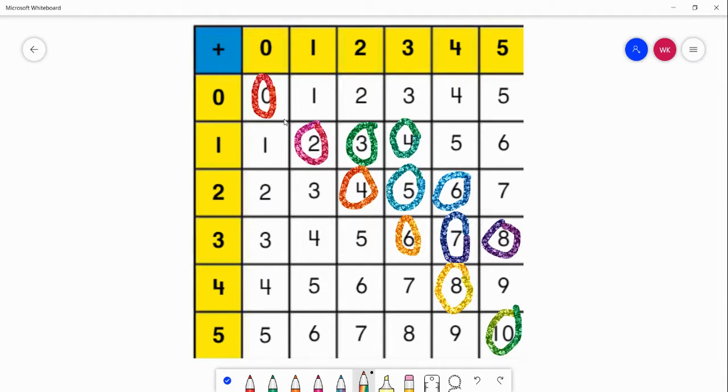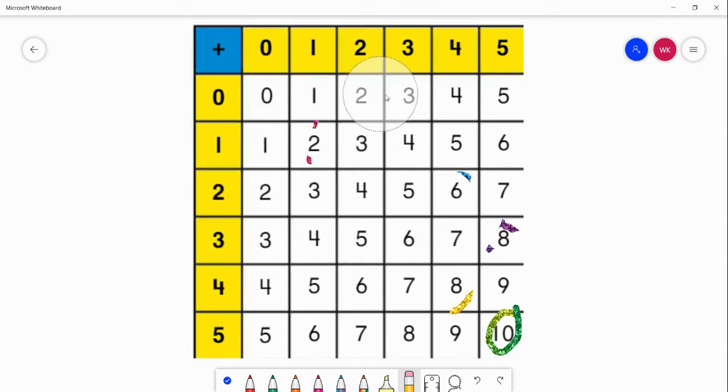So if you're like, oh, I don't remember what 3 plus 4 is, you can go to your 3, start down here, go to your 3, and then you go to your 4 up here. So you go right here, and you meet in the middle where they meet, what box they meet at. Oh, you're right, 3 plus 4 equals 7. So this is how you can use this table to help you add numbers.